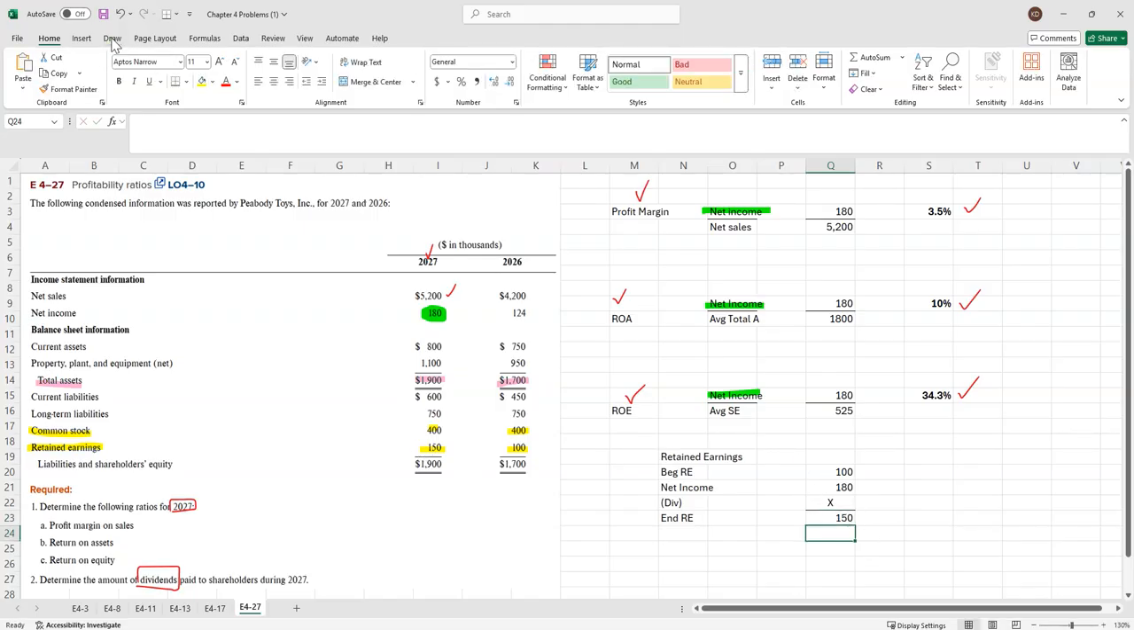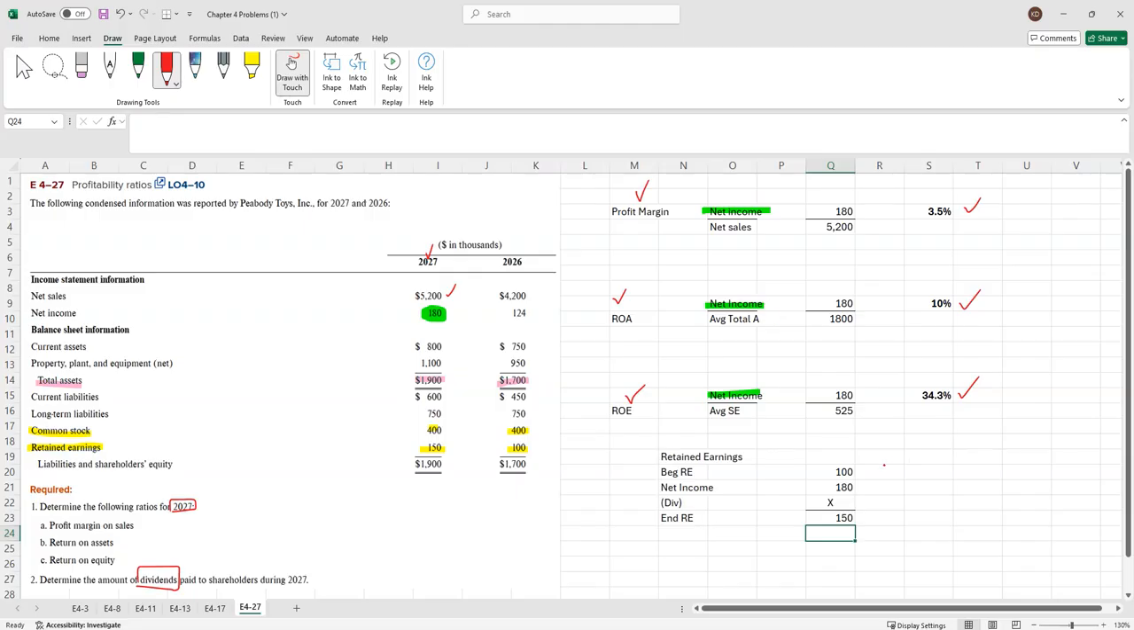So it's going to be essentially what we do to solve for this, right? 100 plus 180 minus x gives us 150. You rearrange that, you do the algebra on that. We're going to be looking at dividends paid here of 130. Okay, so just kind of looking at the financial statements there with that. But with this, we have finished up all the problems. We will end the video here.